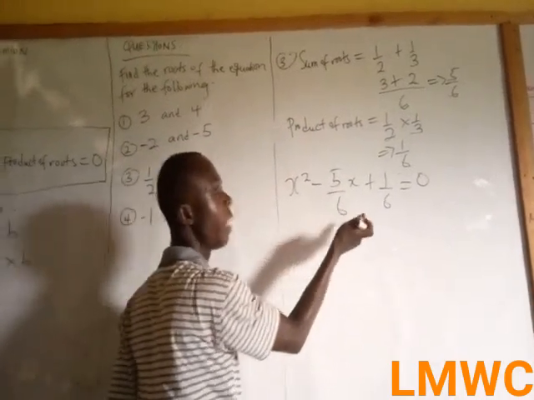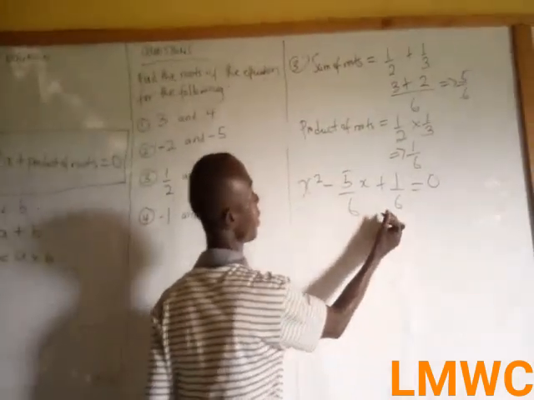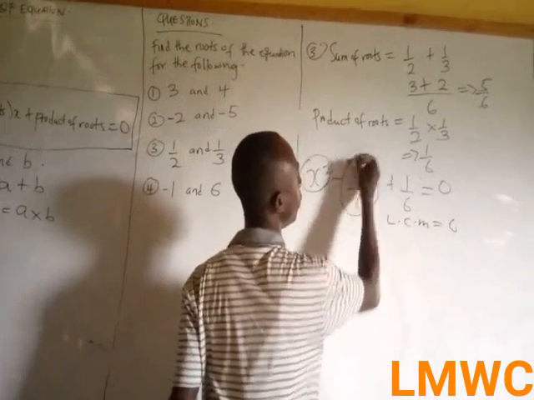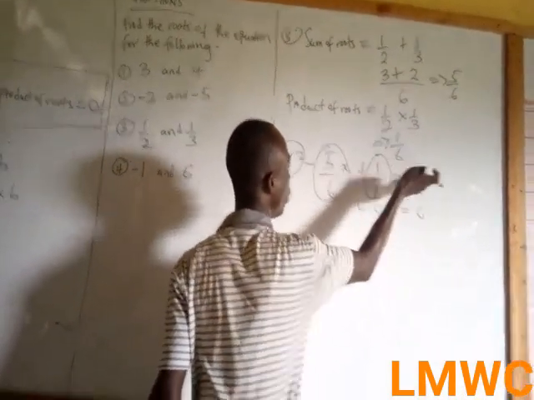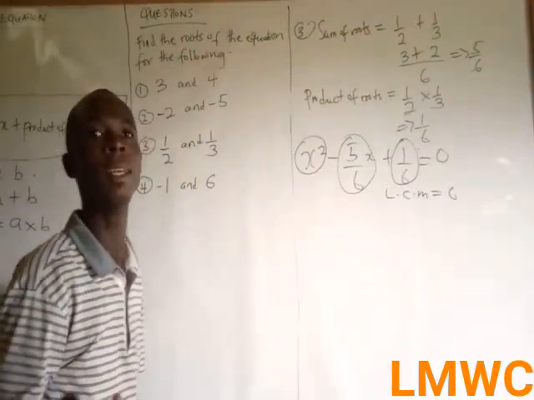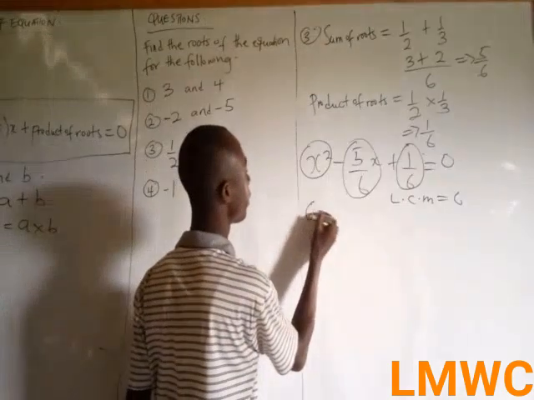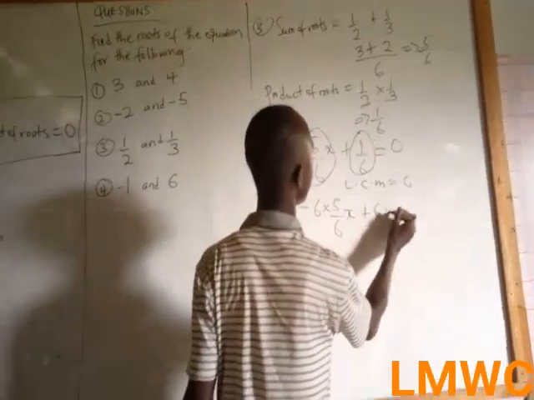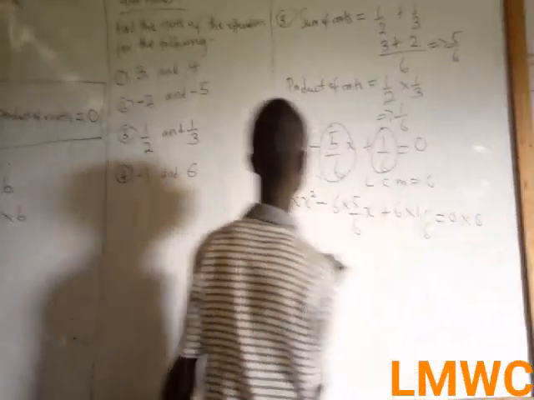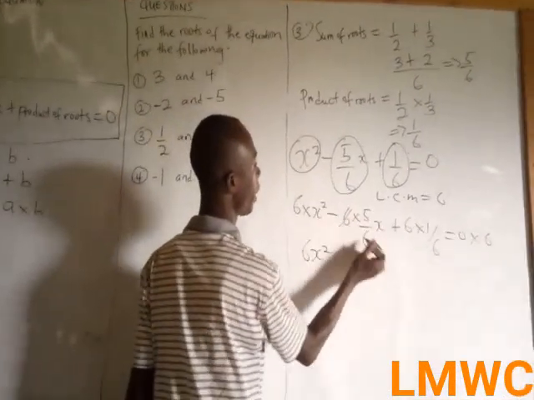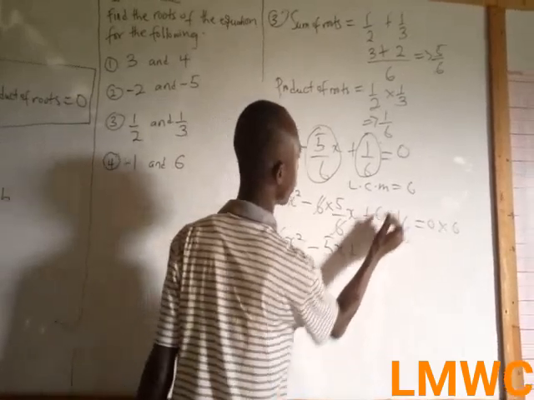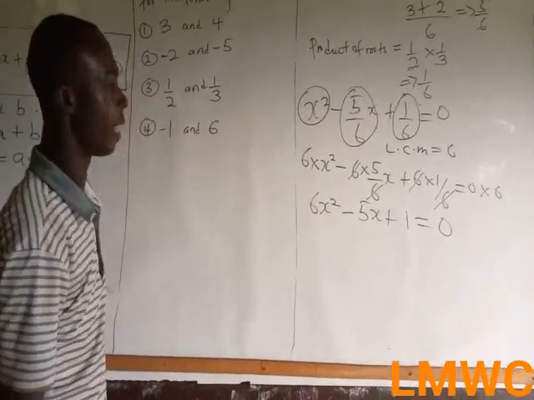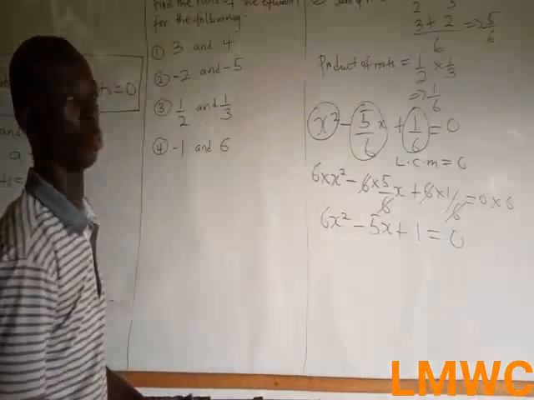So you multiply through by the LCM. And what is the LCM? LCM is 6. You multiply through. This is one term, this is another term, and this one is to be multiplied by 6, because addition and subtraction are used to separate terms. So it becomes 6 times x squared minus 6 times 5 over 6x plus 6 times 1 over 6 equal to 0 times 6. It becomes 6x squared. This cancels this, we have 5x, plus we have 1 equal to 0. So this is our answer: 6x squared minus 5x plus 1 equal to 0.